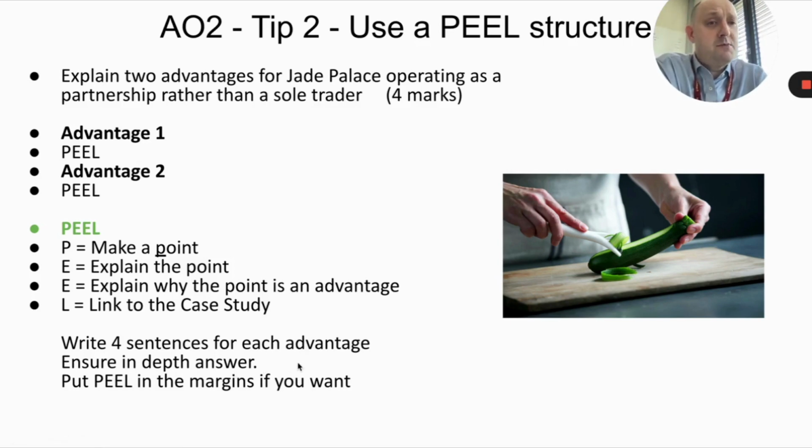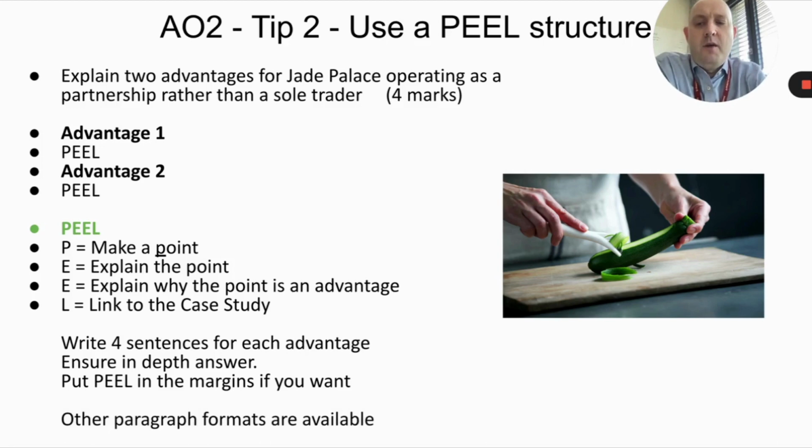And if you remember what explain meant, it meant give a detailed account. So by writing 4 sentences, you're going to give enough detail, hopefully, in your answers. What I've seen some students do before is they'll put PEEL in the margin. So in the margin, they'll put P, E, E, L. And then next to each of those letters, they'll write 1 sentence. And what that does is it helps to remind them that they need to use the PEEL structure. And they need to make a point, they need to explain it, they need to explain it more, and then they need to link it to the case study.